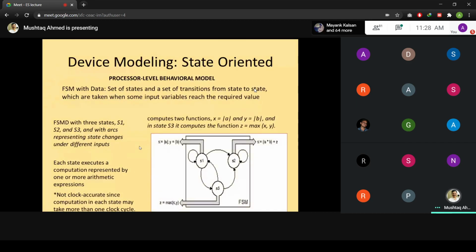So the very first part of this state modeling, or device modeling, is a state-oriented program. In the processor-level behavior model, there may be different stages, and what type of function or operation each stage is performing, you can also see with that arrow diagram here. There is a certain associativity and transition from one state to another state that is taking place.